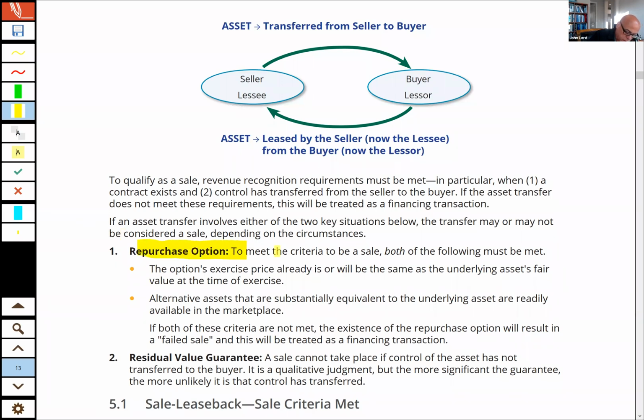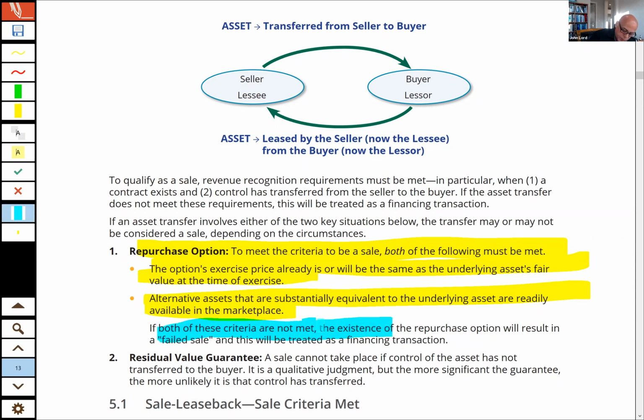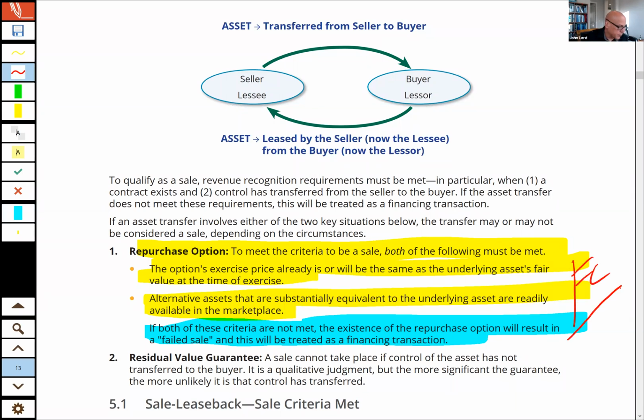To meet the criteria to be a sale, both of the following have to be met. The option exercise price already is or will be the same as the underlying asset's fair value at the time of exercise. Alternative assets that are substantially equivalent to the underlying asset are readily available in the market. If both of these criteria are not met, the existence of the repurchase option will result in a failed sale and will be treated as a financing transaction. Okay, so flashcard those criteria to see how we're going to calculate that.